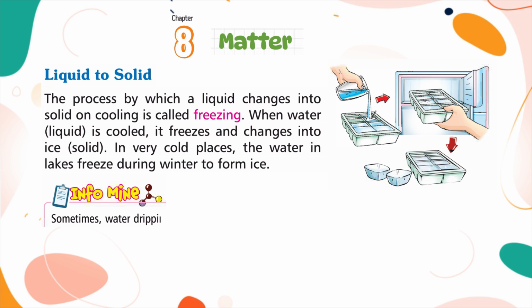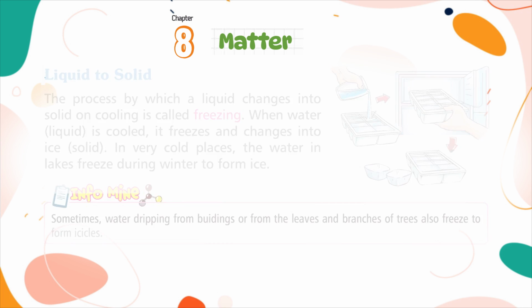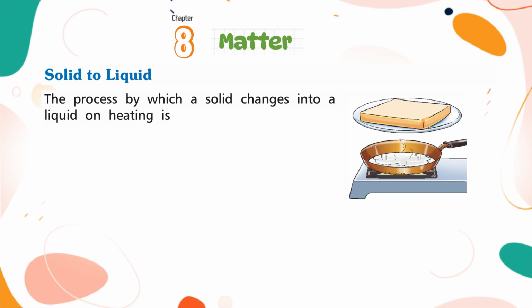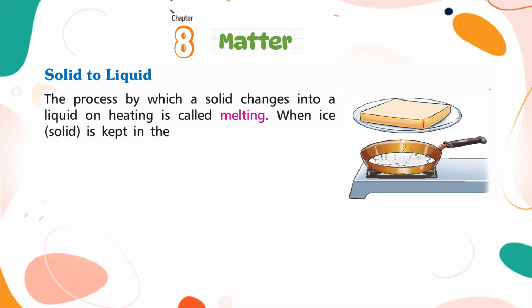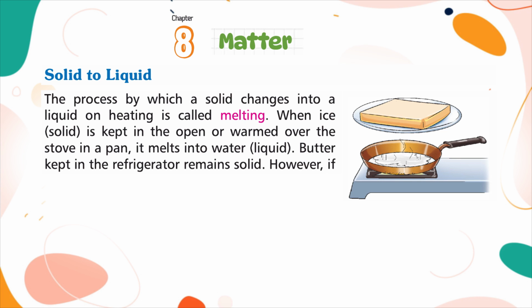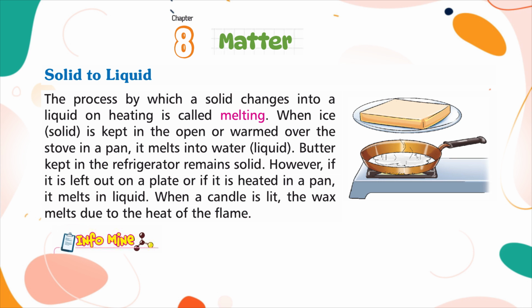Info mine. Sometimes water dripping from buildings or from the leaves and branches of trees also freezes to form icicles. Solid to liquid. The process by which a solid changes into a liquid on heating is called melting. When ice, solid, is kept in the open or warmed over a stove in a pan, it melts into water, liquid. Butter kept in the refrigerator remains solid. However, if it is left out on a plate or if it is heated in a pan, it melts into liquid. When a candle is lit, the wax melts due to the heat of the flame.